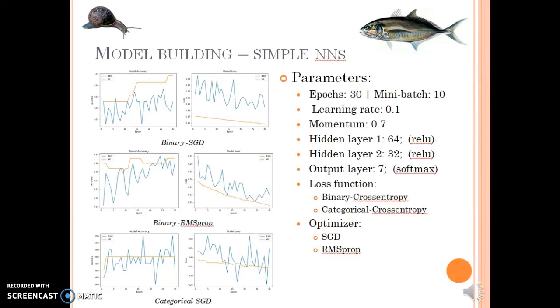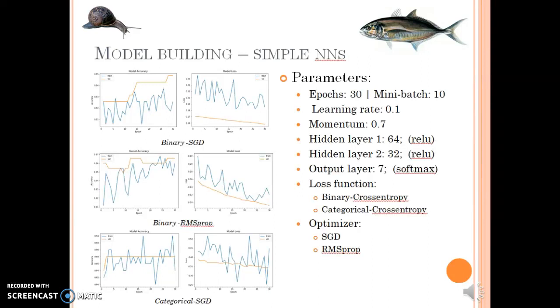So here are the changing parameters for the different modules I'm going to run. I'm going to select the binary cross entropy and the categorical cross entropy, and also the optimizer will be changed on the module too. So I'm going to select from the SGD optimizer or the RMSprop optimizer.